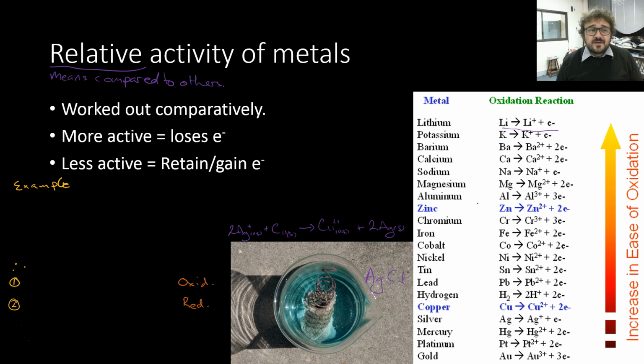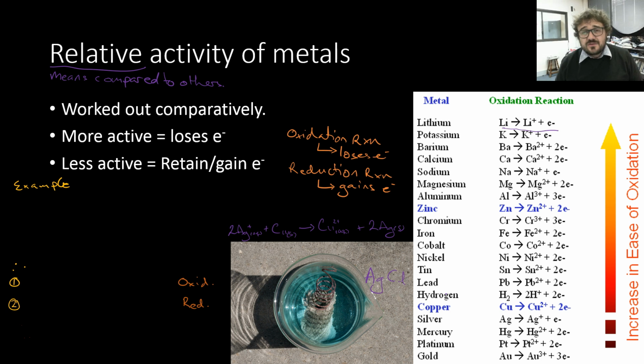So if something is more active, it means it loses electrons. And we see that up here. So lithium, this is the oxidation of it losing the electrons. Okay, that happens easier than it does for zinc, and it happens easier for zinc than it does for copper. Now, if something loses electrons, we say it is oxidized, or it is an oxidation reaction. If something gains electrons, we say it is a reduction reaction. Okay, so if this is back the other way, it is reduced. So if we change the arrowhead, that becomes a reduction reaction. So more reactive loses electrons, less active retains or gains electrons.